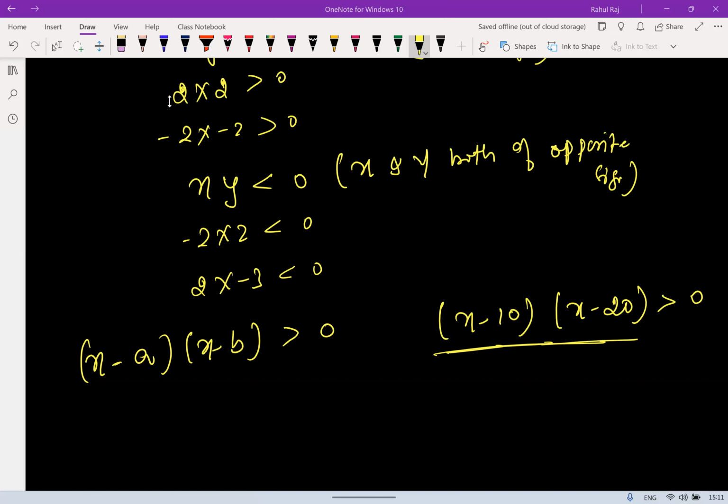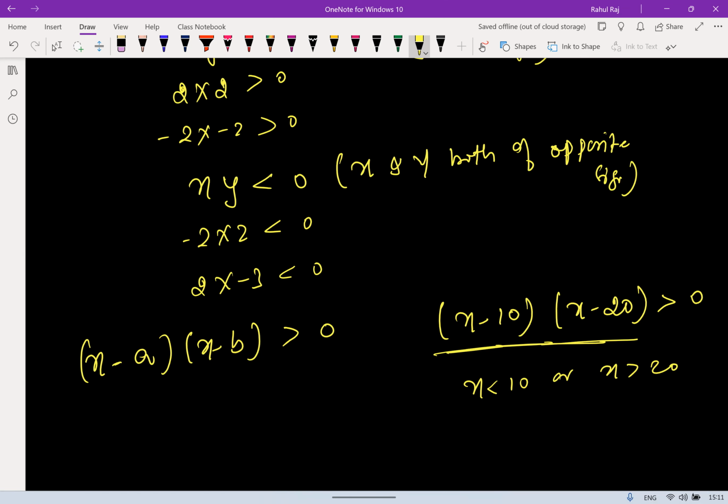X minus 10 and x minus 20 are of the same sign. That's a diplomatic answer. Tell in terms of x. They both are greater than 0, which is positive. Both the values are positive. X is greater than 10 and x is smaller than minus 20. No. X is greater than 20 and x is less than 10. X is less than 10 or x is greater than 20. This is the right one, Chaitanya.